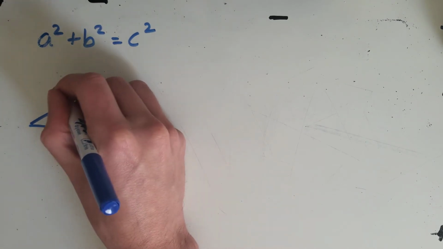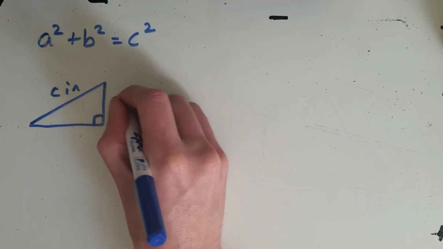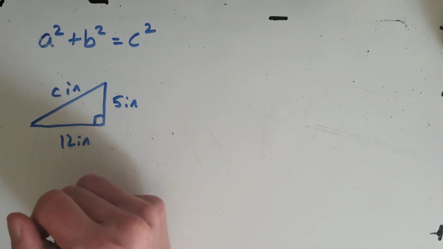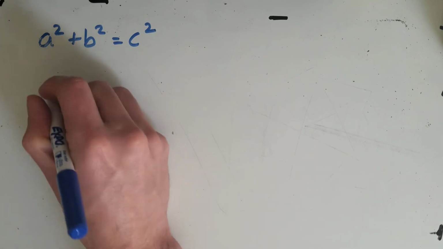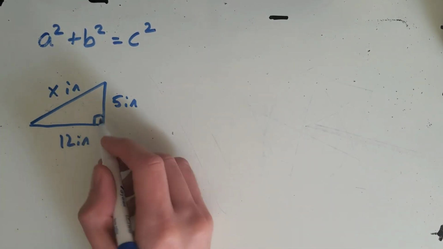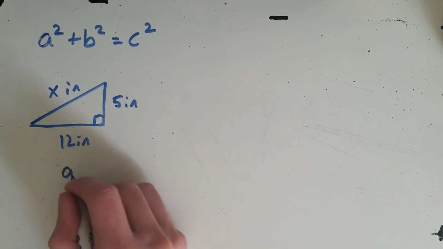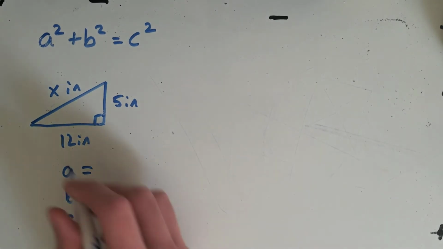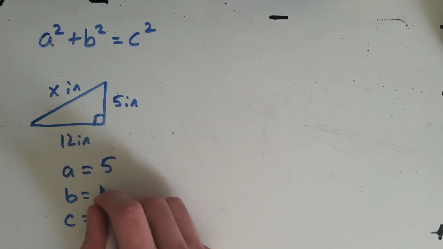And we have, this is C inches, this is 5 inches, and this is 12 inches. Actually, sorry, this is x inches. So here, let's see what we have. Well, look where your right angle is. The two sides that make up the right angle are your legs. So we're given both of the legs. One is 5, one is 12.